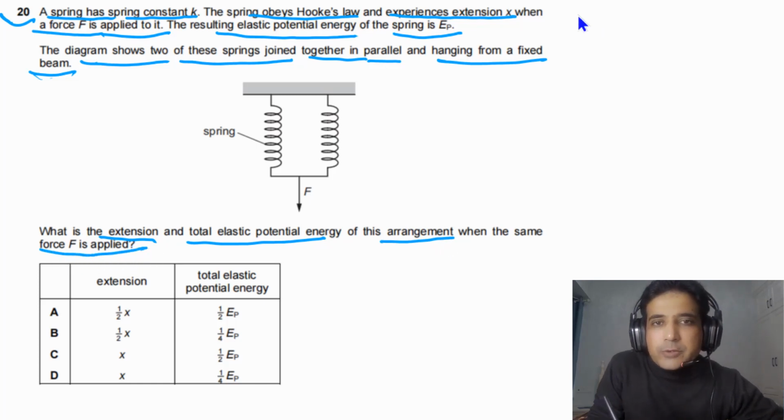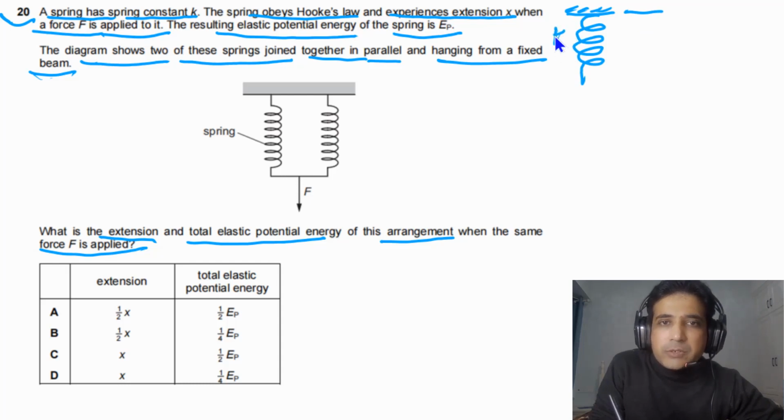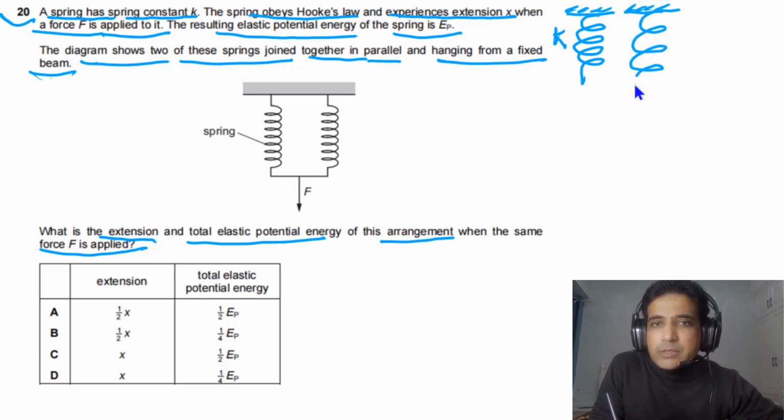First of all, we can imagine a spring. Let's say we have this unextended spring, and the spring constant of this spring is given, that is K. And now we apply force on this spring. When we apply force on this one, it is extended by a certain amount. It is extended by X. And the elastic potential energy stored in this one is EP.